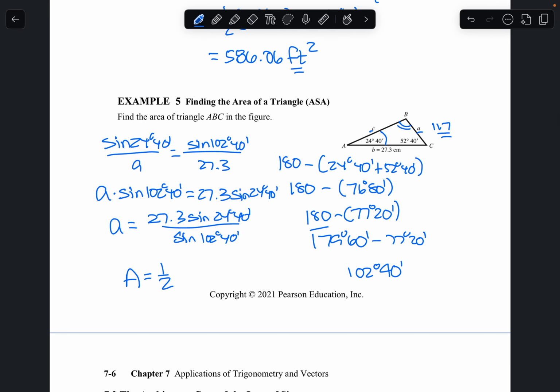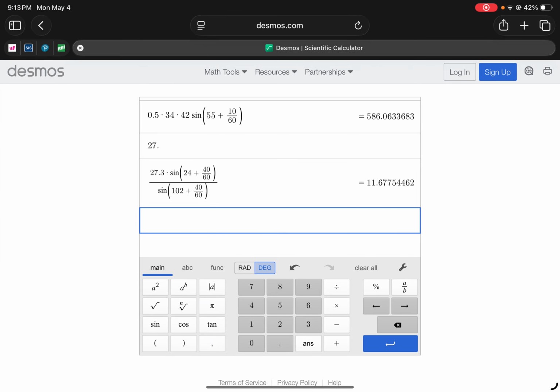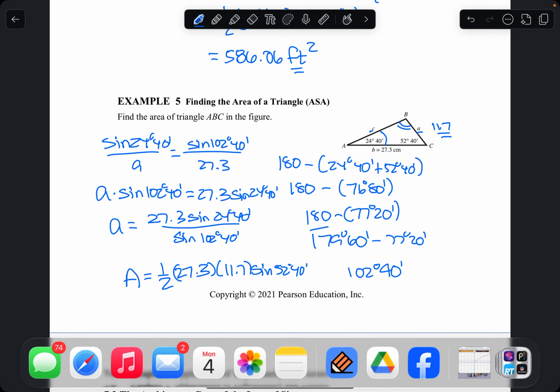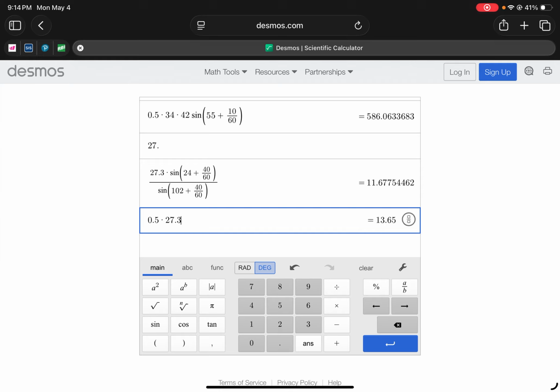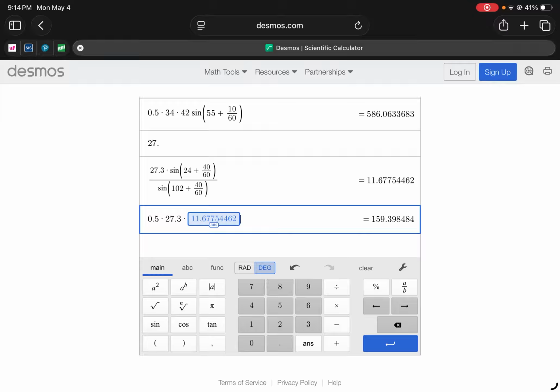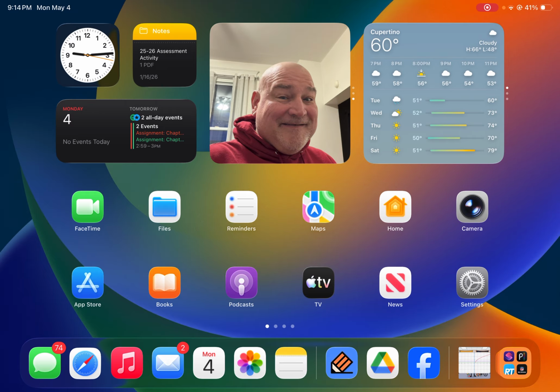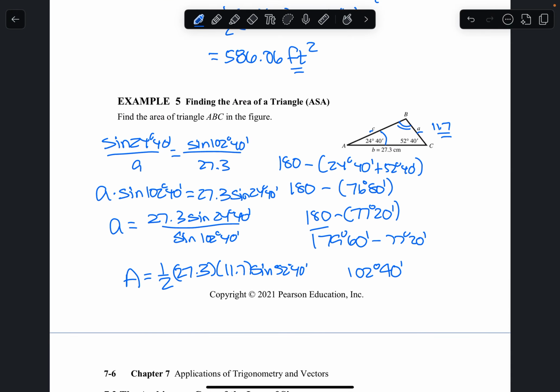So now I have two sides and the included angle. So it's 1/2 times 27.3 times that 11.7 times the sine of 52 degrees, 40 minutes. And look at Desmos. So 0.5 times 27.3. This key below 3, the ANS key, I'm going to hit that, and notice it brings that last answer back up and uses it in my calculation. That way I can still carry it out to the end.